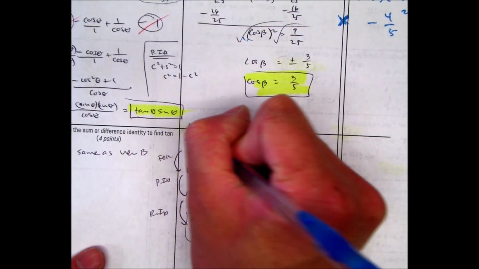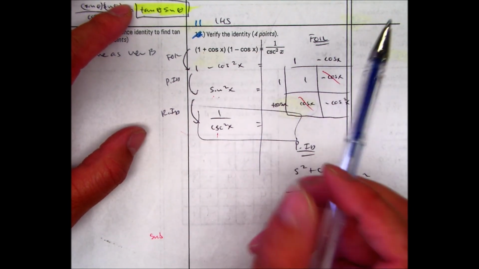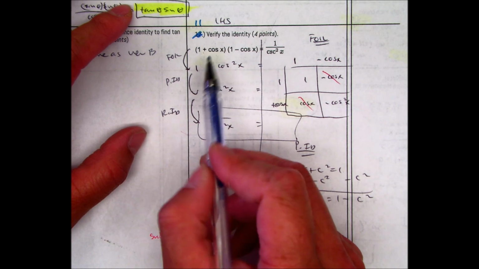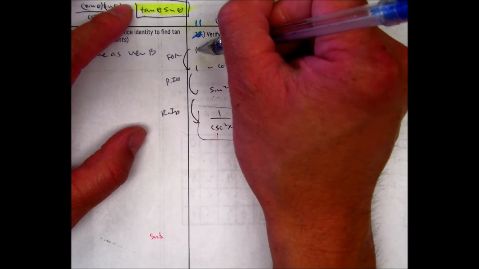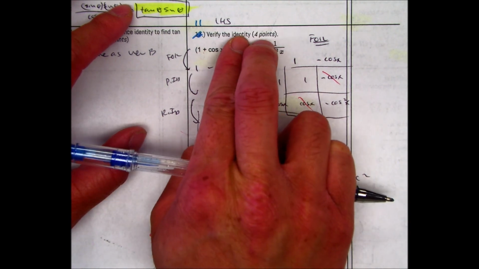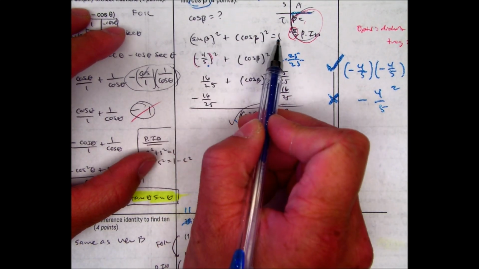This question number here should say number 11. Verify the identity. You're going to work on one side. I thought the left-hand side was easier to work with. 1 plus cosine x times 1 minus cosine x. Here, a common mistake is for students to think that this is the Pythagorean identity. Remember, the Pythagorean identity with sine and cosine has the power of 2. Right here. Notice that these just have the power of 1, so you can't do that.